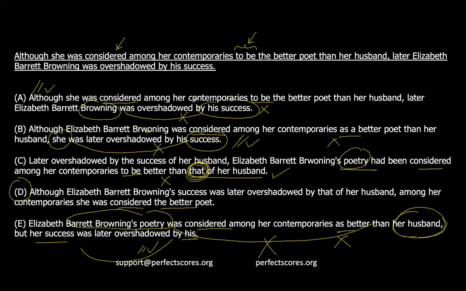Okay, anything you would like to add, or any other error that you found, or any doubt you have? So considered, that's an idiom. With considered, among her contemporaries. Yeah, with considered you put nothing in front of it. No "to be," no "as," nothing. So, for example, "she was considered among her contemporaries better poet." Yes. So you should have just removed the "as."